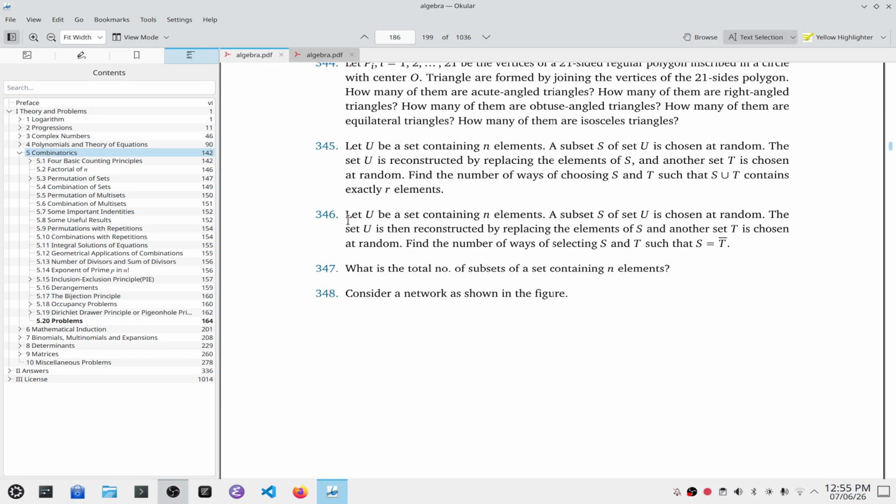Question 346 says that let U be a set containing n elements. A subset S of set U is chosen at random. The set U is then reconstructed by replacing the elements of S, and another set T is chosen at random. Find the number of ways of selecting S and T such that S is equal to T bar. That is, I think it is a complementary set notation.